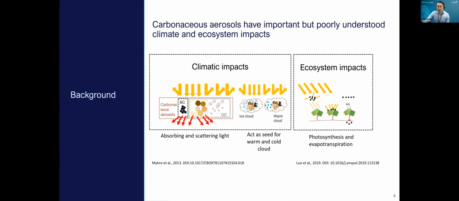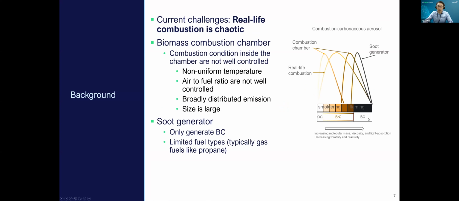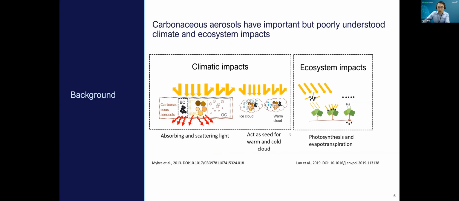Carbonaceous aerosols, including black carbon and organic carbon, have important impact in our climate systems. They can absorb and scatter light, causing direct overall warming and cooling effect. Also, they can indirectly affect our climate by acting as seeds for warm and cold clouds. Moreover, they can affect our ecosystem by affecting the photosynthesis and the evapotranspiration of the vegetation. However, our understanding of these impacts is still limited.